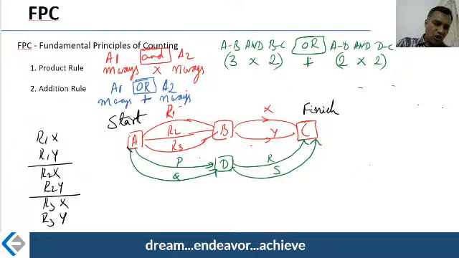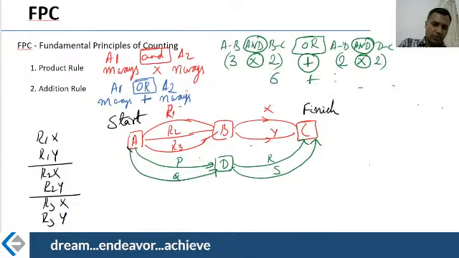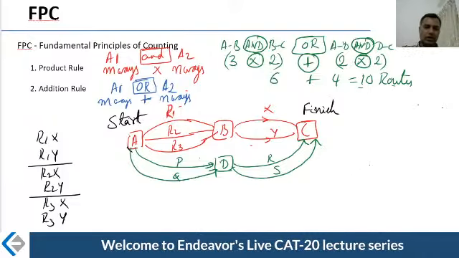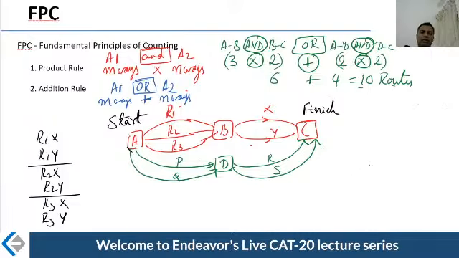Because you said or, you are adding, friends. Whenever you are saying and, you are multiplying. Be mindful about this. Therefore, you would say 6 plus 4. Now you say that there are 10 routes. There are 10 routes by which you can reach from A to C.